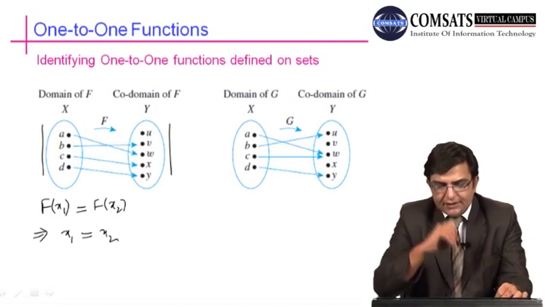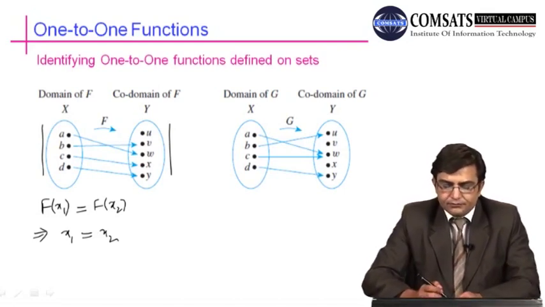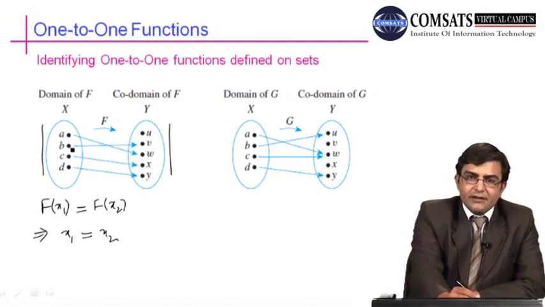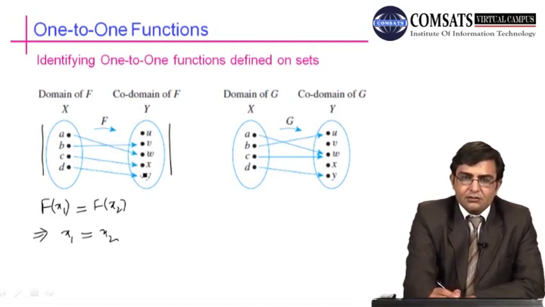If this condition is satisfied in this arrow diagram, if we take one element in y, its pre-image is only one. For all elements it is true. Yes, it is true. So this function is a one-to-one function.